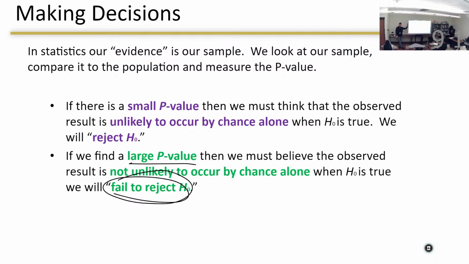Good enough? Can't accept it. We're going to fail to reject it. I can't reject it. I'm too close to that null. My sample is too close to it. I expect that sample to happen because of sampling variability. And if I expect that to happen, I can't reject it.